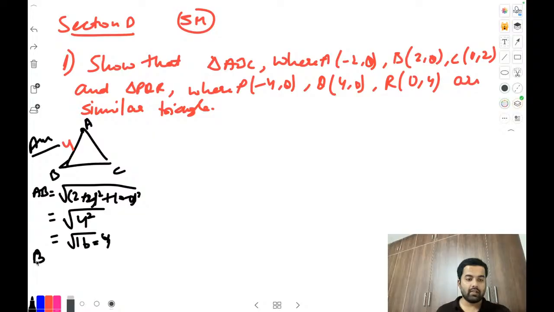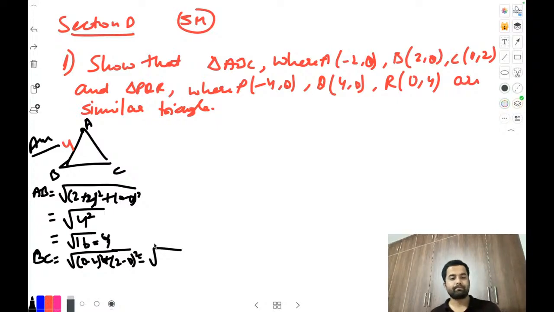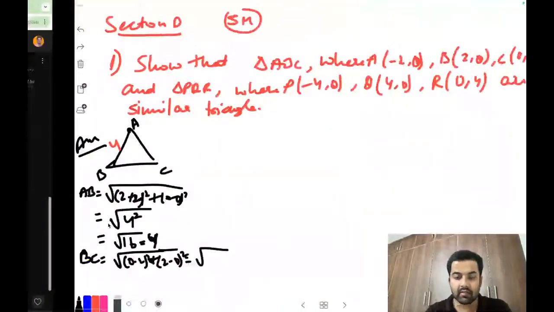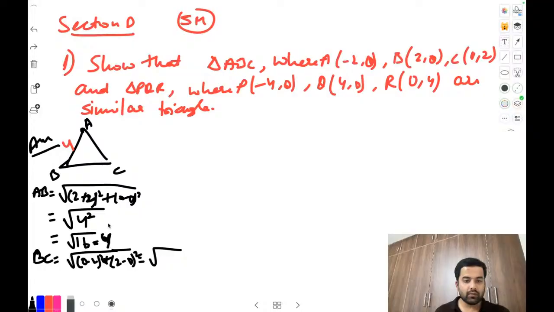Now in the same way, find BC. BC will be, I think the same will come. 0 minus 2 and 2 minus 0. I'm doing it directly. This becomes 2 square, and 4 plus 4, 8. Yeah, just try this, everyone. 4 plus 4, 8. So this becomes 8. Now the same way, and 4, 2 root 2 we can write, right?